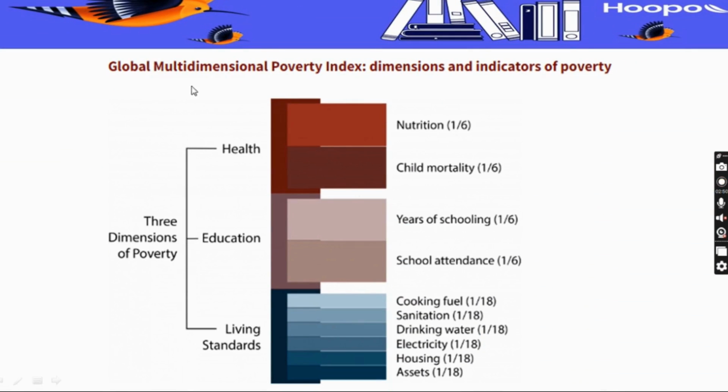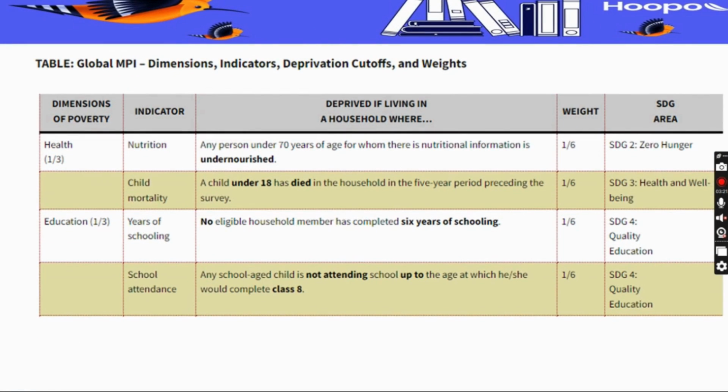Here is a mention of the Global Multidimensional Poverty Index, dimensions and indicators of poverty. As I already told you, there are three dimensions of poverty: health, education and living standards. Health is divided into nutrition and child mortality; education into years of schooling and school attendance; living standards into cooking fuel, sanitation, drinking water, electricity, housing and other assets. This table shows the global MPI dimensions, indicators, deprivation cutoffs and weights.